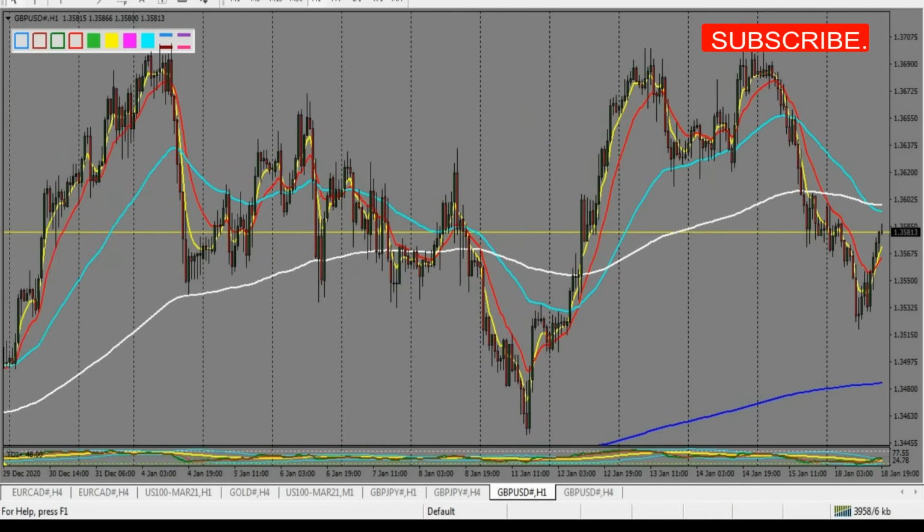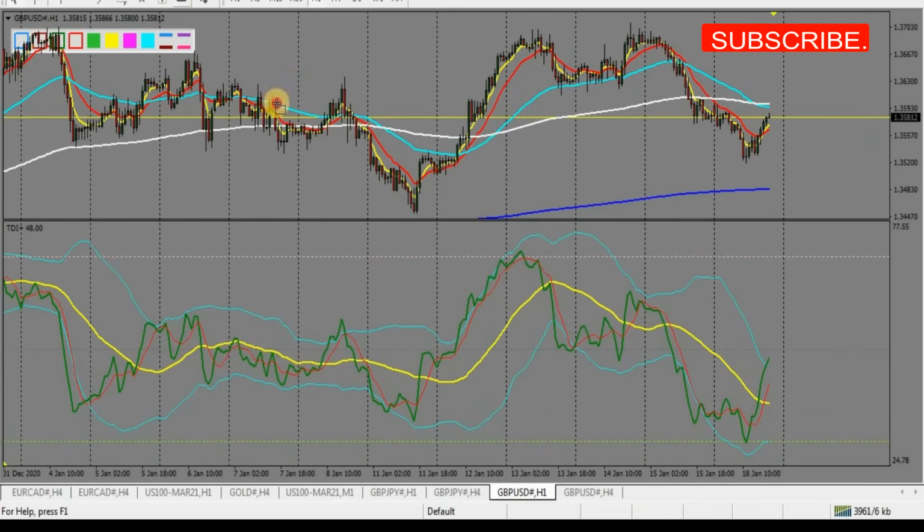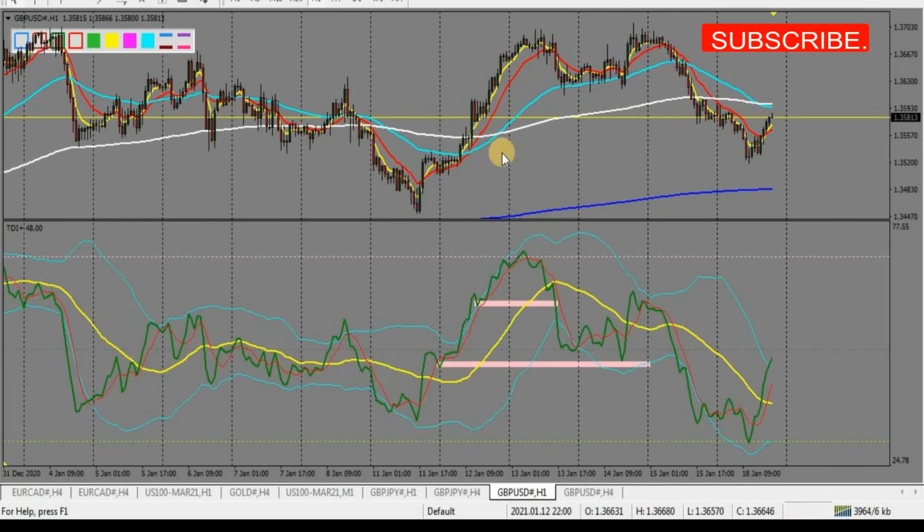Here's another example on GU, right? If you look at your TDI, what do we have? We've got this base area, right? And we also have this base area, which was not taken out. Okay, that's cool, right? So when we were given the first leg, right, look at what happened.